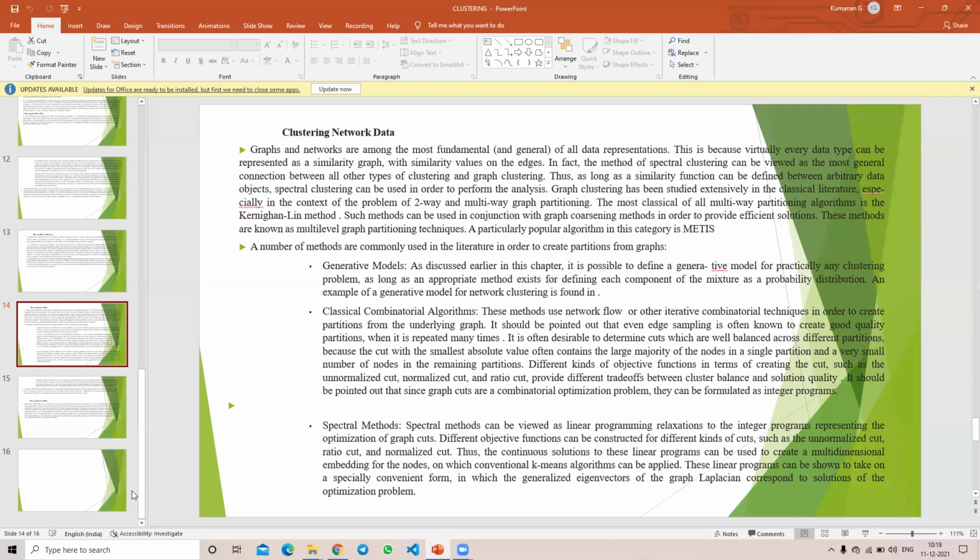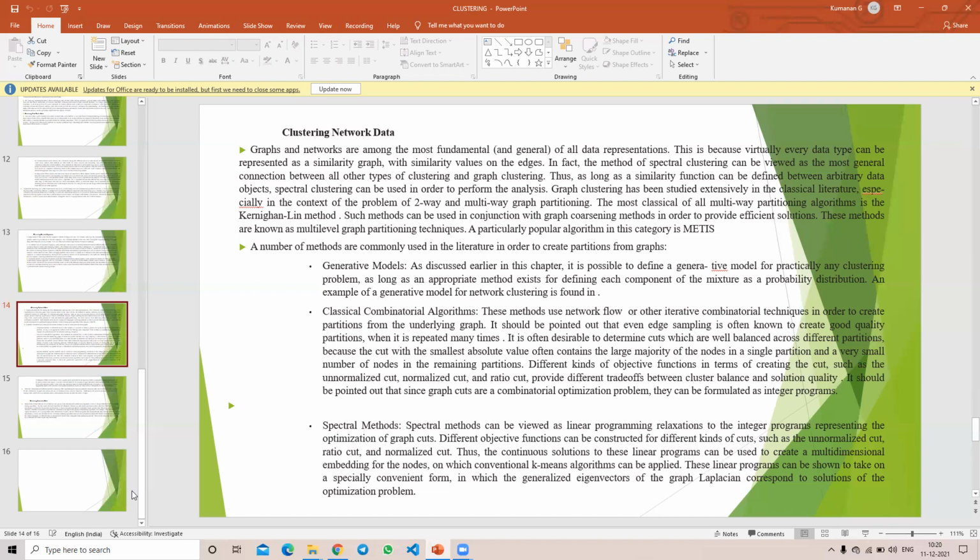Generative models, as discussed earlier: it is possible to define a generative model for practically any clustering problem as long as an appropriate method exists for defining each component of the mixture as a probability distribution. An example of a generative model of network clustering is found in the references, which you can see later.